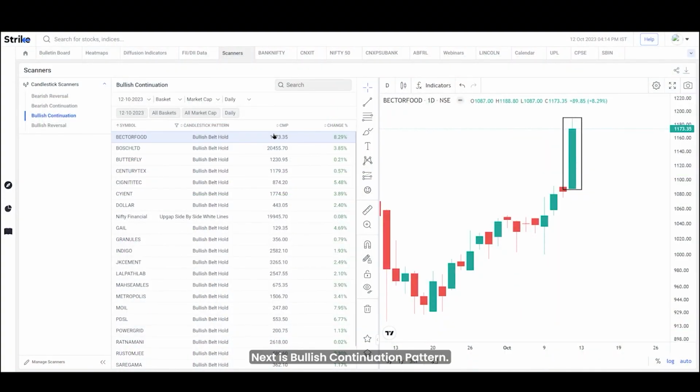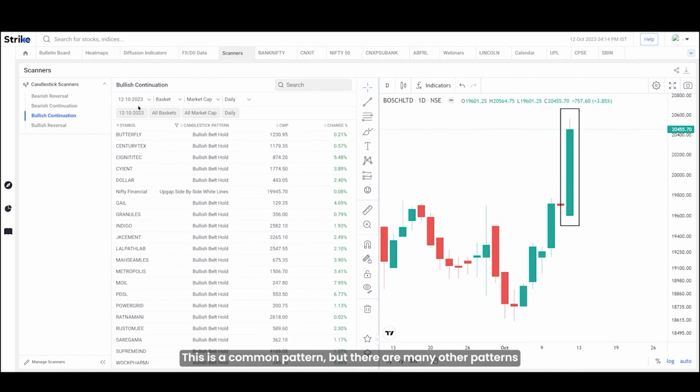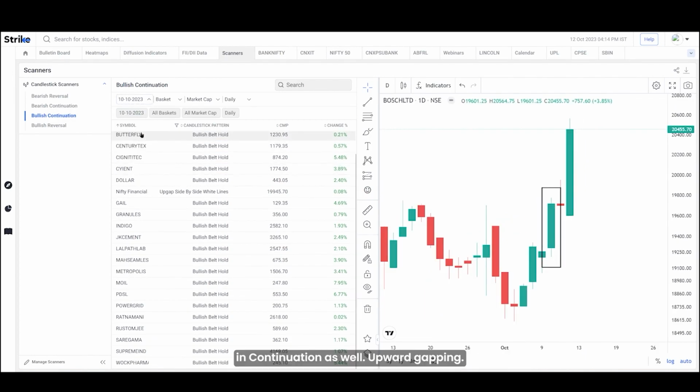Next is bullish continuation patterns. Just like bearish patterns, these are patterns forming within a bullish trend, thereby confirming that the trend is continuing up. On a daily basis, bullish belt hold will be the pattern that you are seeing mostly here, because that is when open is equal to low for the day, and that means demand was high during that day and the open price was not reached again during the session by the seller. This is a common pattern, but there are many other patterns in continuation as well.